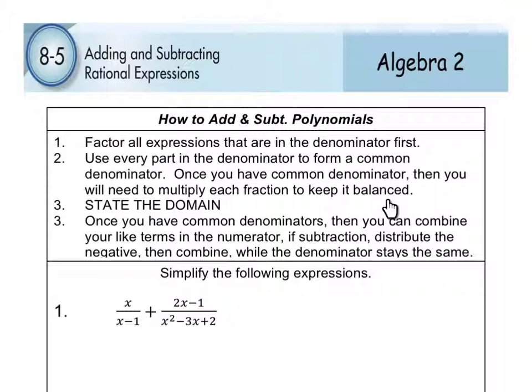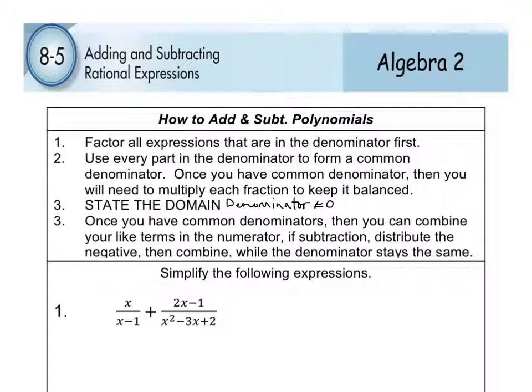It's very similar to monomials, okay? But this time we're not going to multiply everything together, because if we did that, we would have these crazy, huge denominators. Once you've found your common denominator and you have multiplied your fraction, then we have to state the domain. Again, for the domain, we take each part of the denominator and set it not equal to 0.